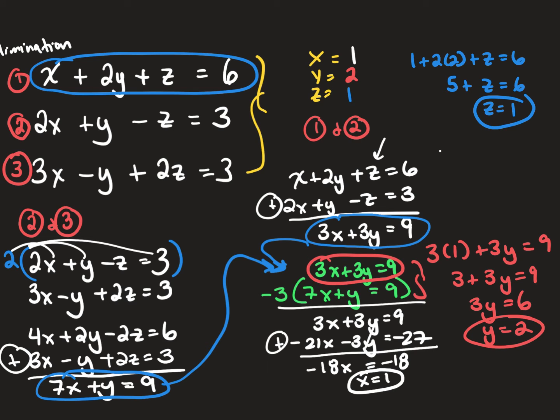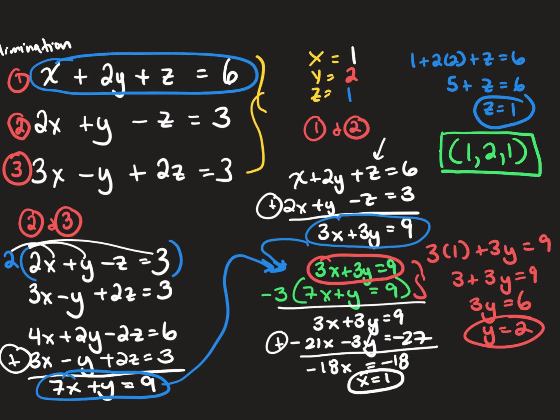Now, I obviously made this one pretty nice, so it worked out pretty nicely. 1, 2, and 1. And so you can go ahead and plug those into all three equations, and you should get true statements for each one. There's a lot to it. You've got to eliminate one variable, then take the resulting equations, eliminate another, and then you just plug back in. So that's one method, that's elimination.